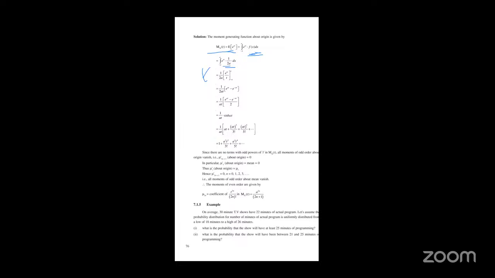Again, the 1 by 2a comes outside. For this integration, if we integrate e power tx, it becomes e power tx by t. So in the x value, one time we need to substitute a value, and the other time we need to substitute minus a value. So e power tx by t, right? I'll substitute the a value once and the minus a value again.